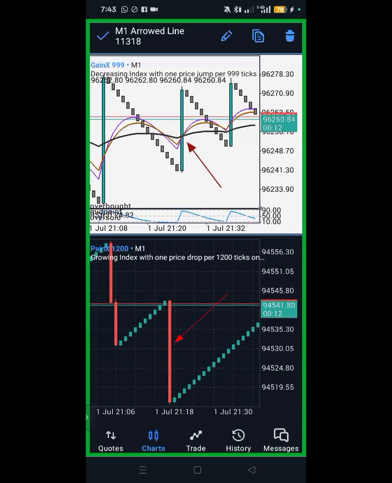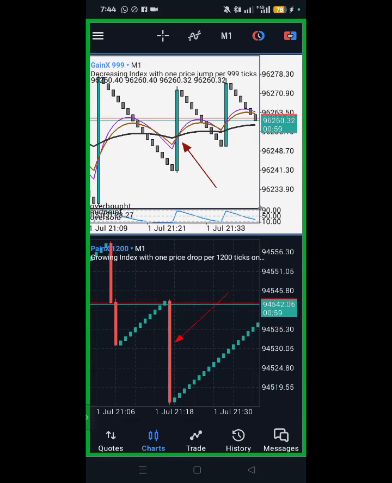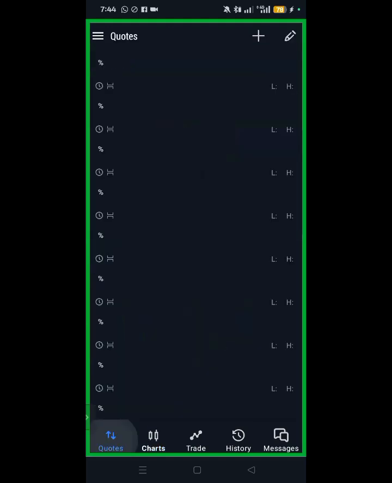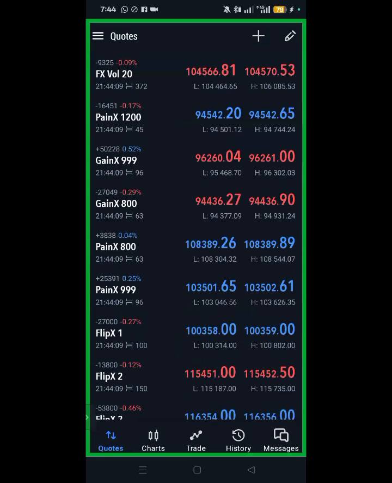Now, apart from the fact that gain spikes upward and pain spikes downward, also know that the frequency of spike is proportional to the number of the synthetic. What do I mean? I told you earlier, the lower the number, the more the frequency. The number you see after the X, whether gain X or pain X, tells you how frequent the spike will be.